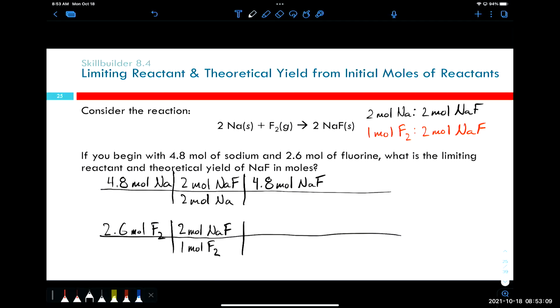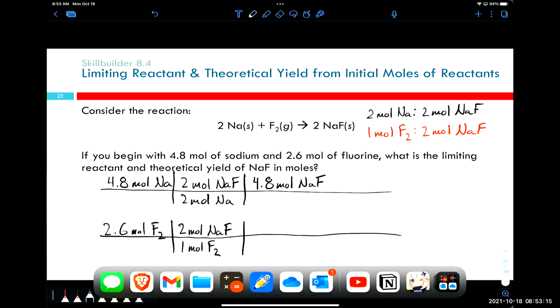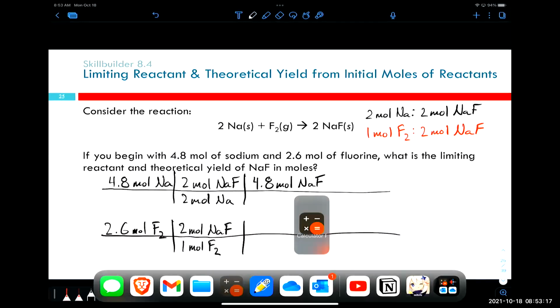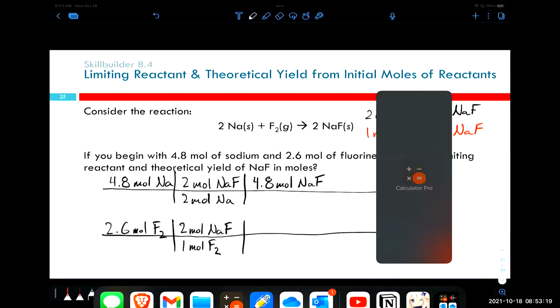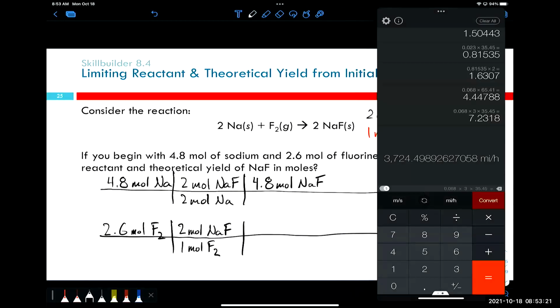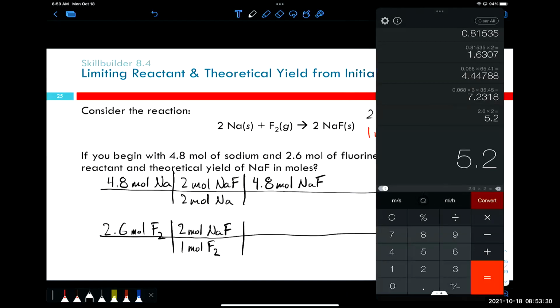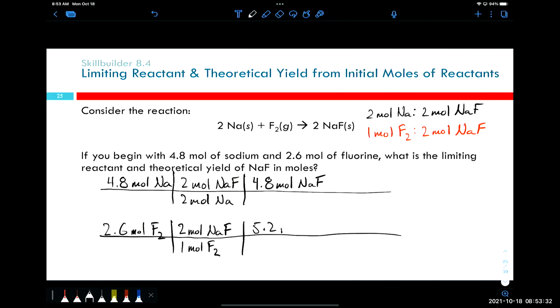Oh, that's right, I have the calculator on here. Okay. So we'll just do our 2.6 times 2. And then we would divide by 1, but we know that dividing by 1 keeps it the same thing. So we've got 5.2 moles of sodium fluoride.